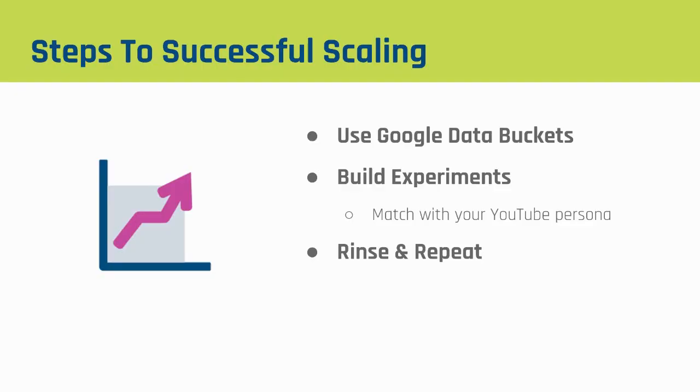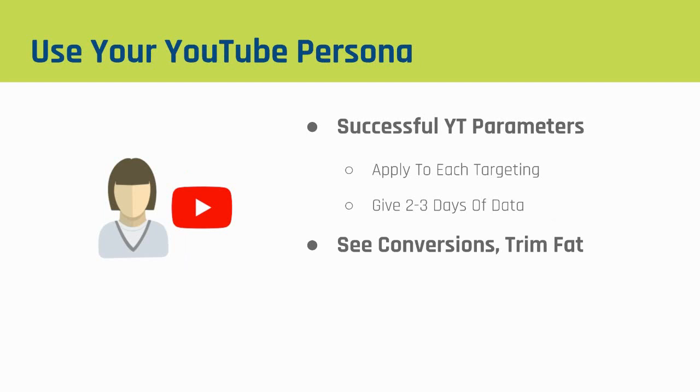So the first thing that you have to do is identify potential, what I call Google data buckets, to expand. You need to build experiments that match your YouTube or your ad persona, and then rinse and repeat. It's a very simple process, but it makes a huge difference. When I talk about your YouTube persona, I'm talking about the targeting options inside of AdWords that allow you to reach the right people with the right message and hit your target CPA.